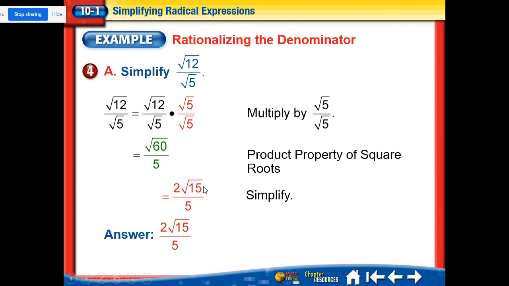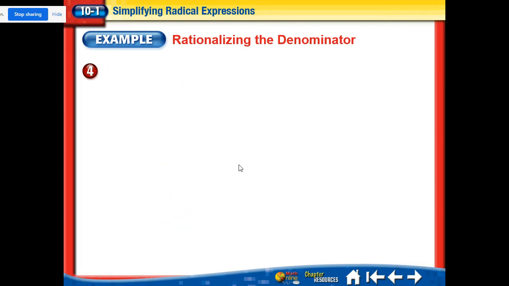Then I reduce the 60. That's 2 root 15. And then once I have reduced both of the radicals, I can go ahead and see if there's anything I can divide here. 2 and 5, there's nothing in common. I can't divide that, so that's my answer. So I always start with the denominator, and then I can move back to the numerator.